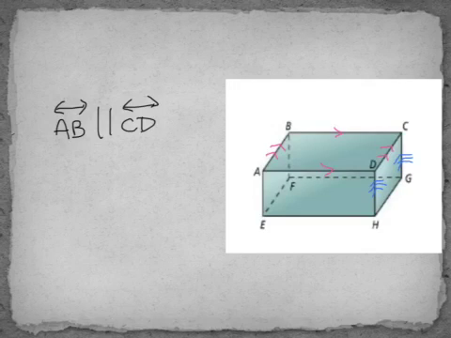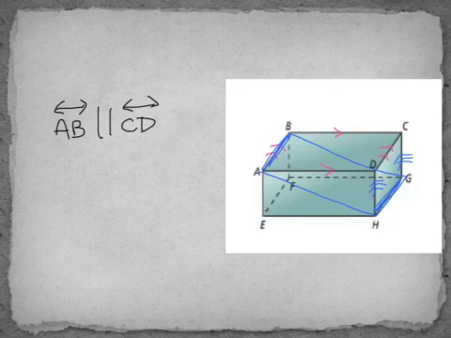And fairly importantly, we need to consider the plane that cuts through in this direction. So line AB and line GH are parallel. And the plane that cuts through in this direction. So line CD and line FE are parallel as well.